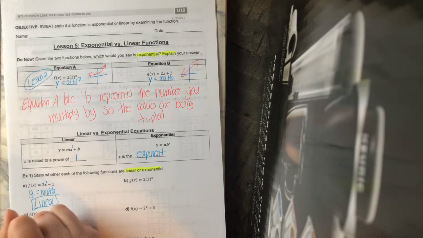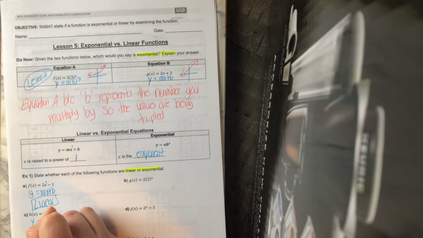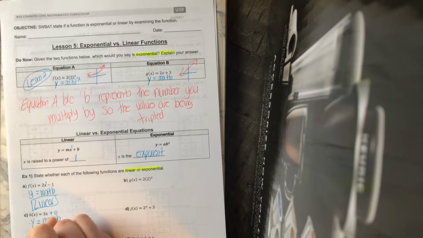So instead of writing h of x, I'm going to write y equals. And then again, I can tell that it's following mx plus b. I know there's no b value, so it could be definitely confusing, but really it's like adding a 0 on at the end. So again, because I'm using this formula, I know that it's going to be linear. But if it was hard for you to see that, it's totally okay.